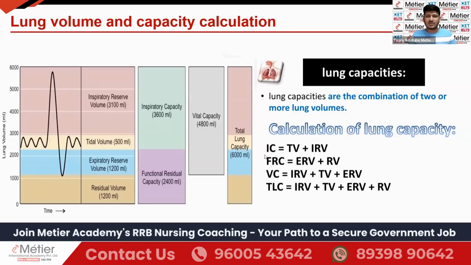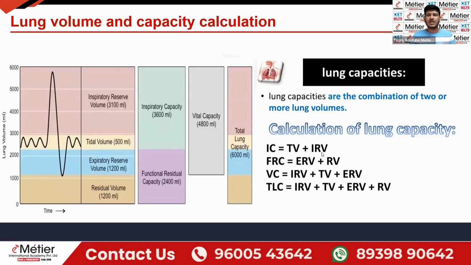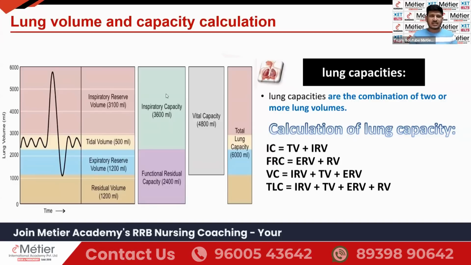See, here you can see inspiratory capacity means tidal volume plus inspiratory reserve volume, TV plus IRV, as they have mentioned. IC is the inspiratory capacity, TV is tidal volume, IRV is inspiratory reserve volume. Here the inspiratory capacity value is 3600 ml. How have I given inspiratory capacity as 3600 ml?